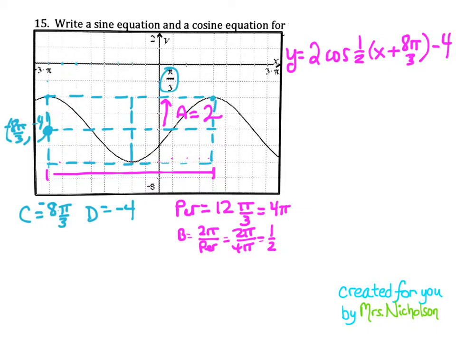Now when I write my sine equation, a, b, and d are all going to be the same. 2 sine 1/2 x, and then minus 4 here at the end. I just need to find a new c value. Sine starts in the middle, and it goes up. And so I'm going to choose this point right here where the graph is crossing my middle line, and it's going up. And that looks like it corresponds to pi over 3. And that's right, pi over 3, minus pi over 3.